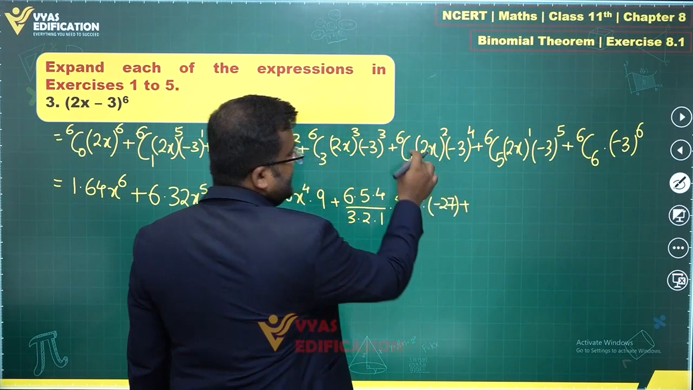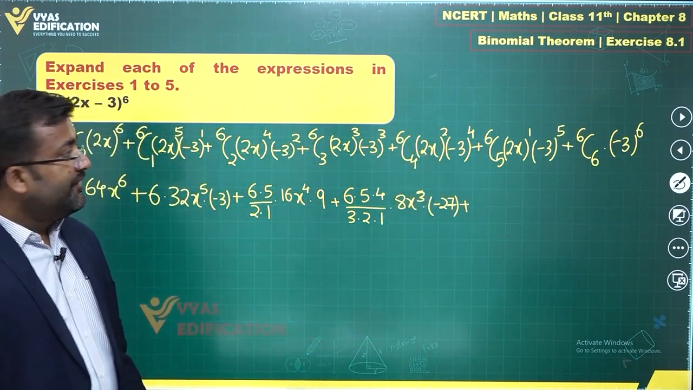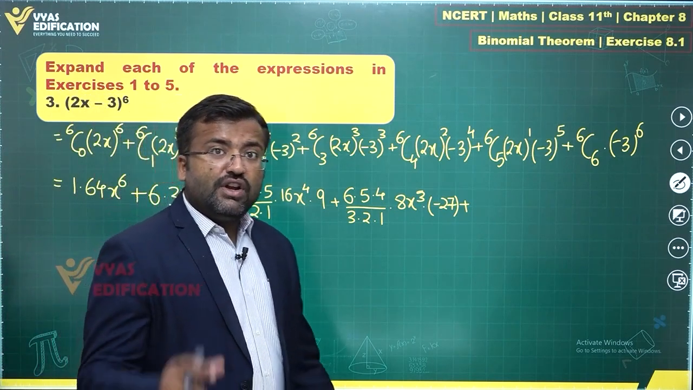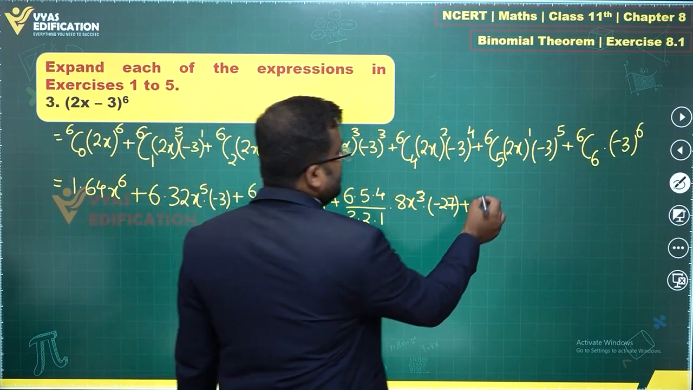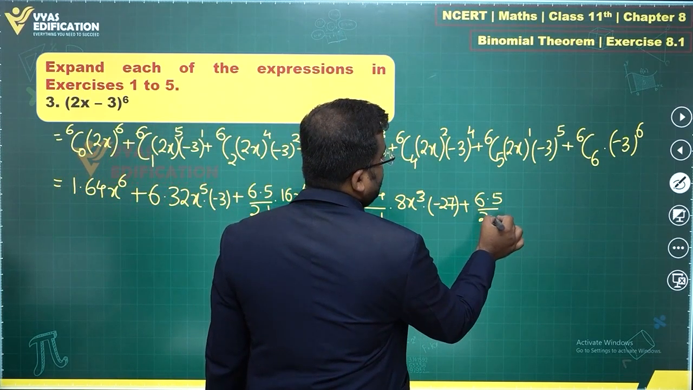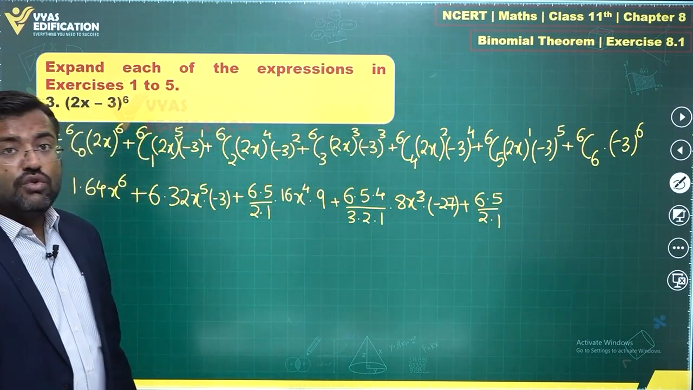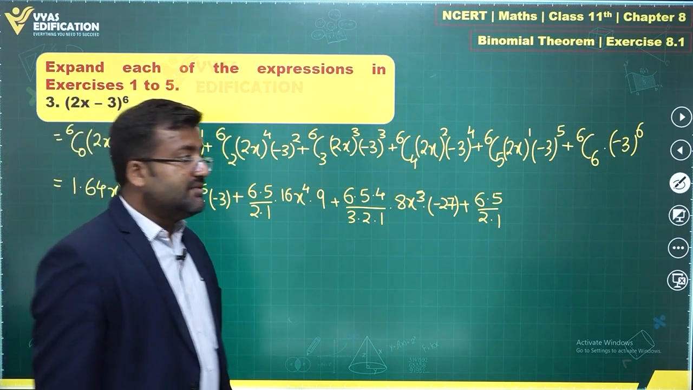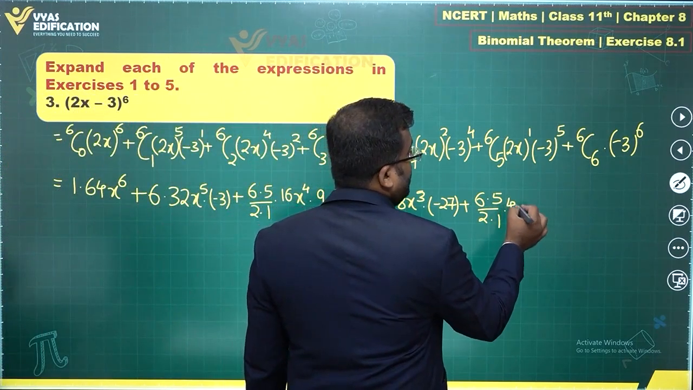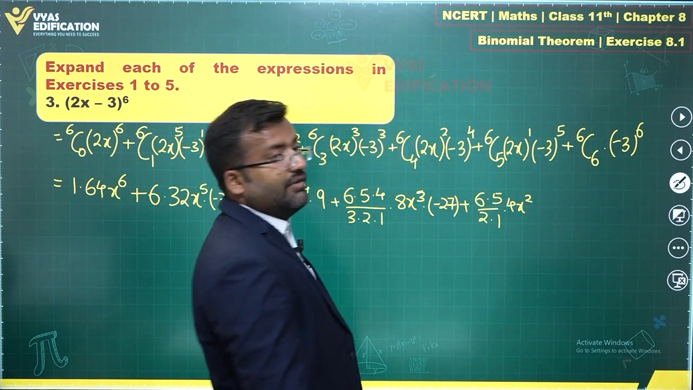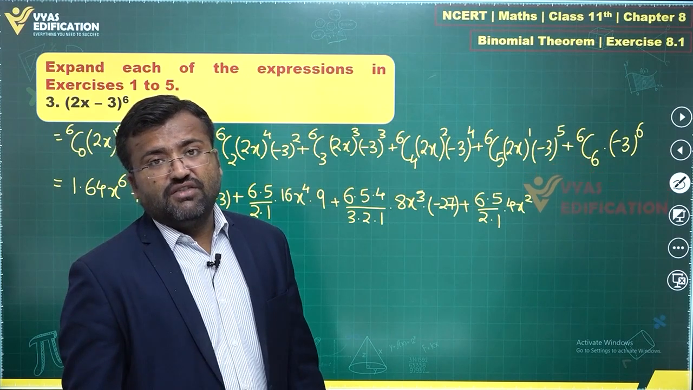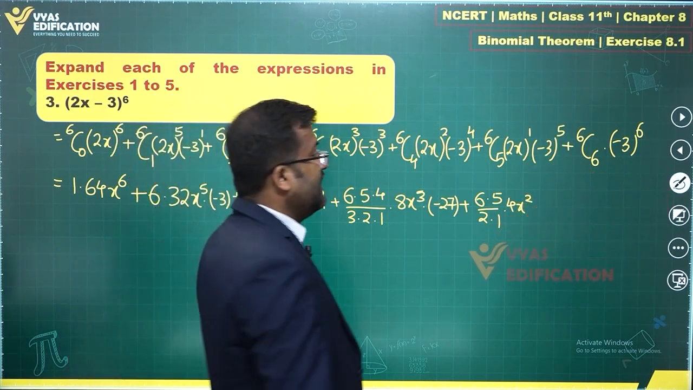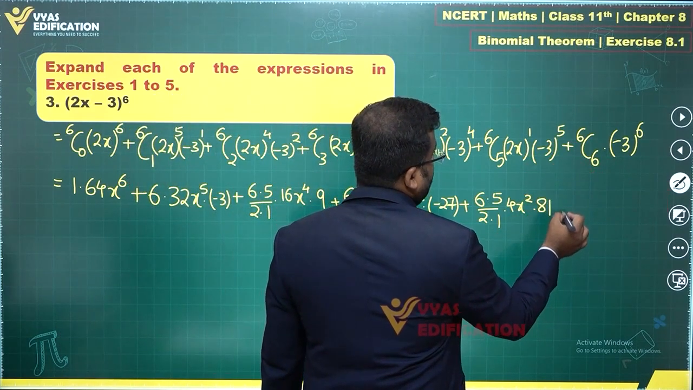What about 6C4? The term of 6C4, this term over here. 6C4 is similar to 6C2. 6C4 is the same as 6C2. So this will be 6 times 5 over 2 times 1. What is (2x)^2? It will be 2^2 times x^2. 2 squared is 4 and x squared. What else? Minus 3 whole power 4 will be positive 3^4. 3^4 is 81. So this will be 81 multiplied over here.